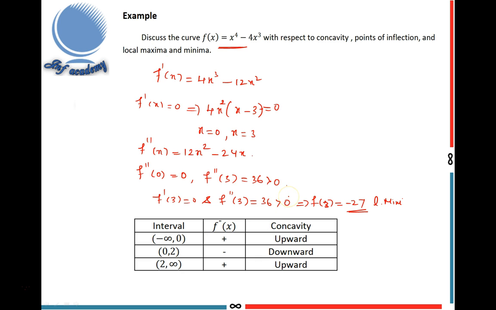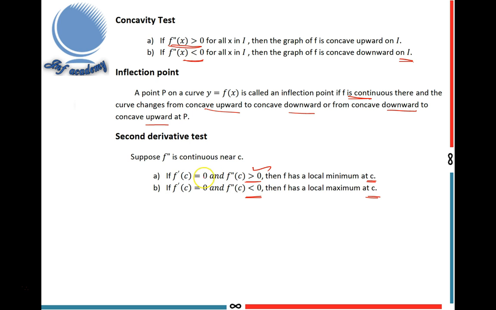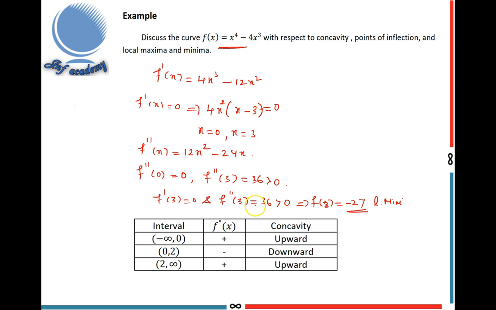f double dash of c greater than 0. This is the second derivative test. Then f has a local minimum. So here f double dash of 3 is greater than 0, so f of 3 is a local minimum value. That value is minus 27.